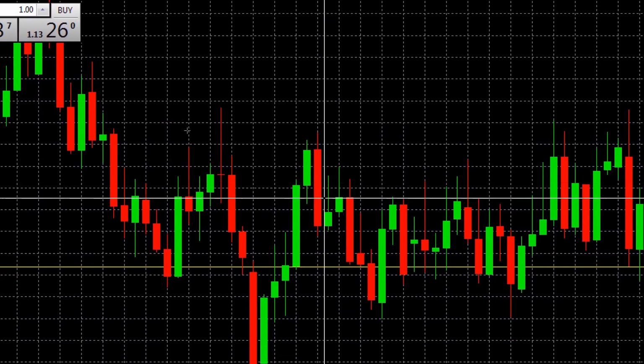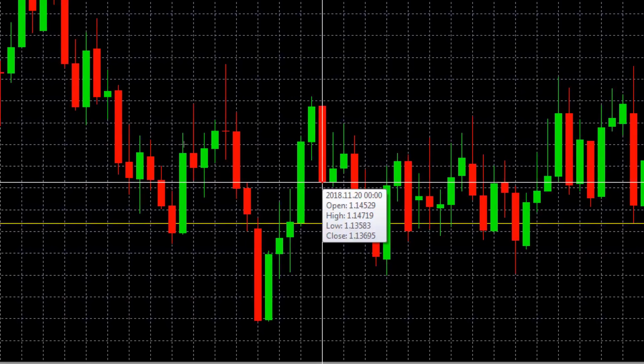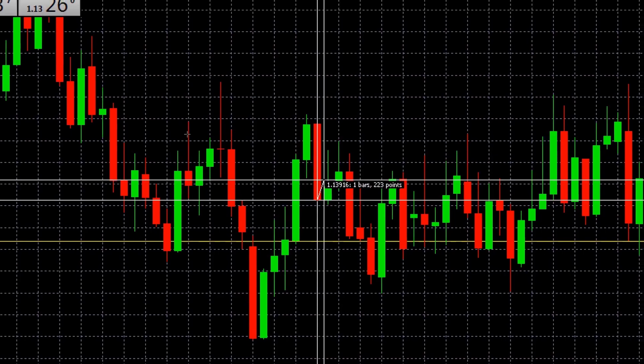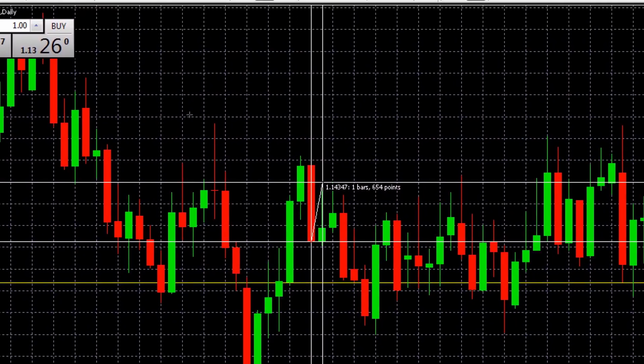So this is a red candlestick, right? So we've got to measure from the bottom of the body. Okay, so we want this to go 87 pips up, or 870 points. Okay, it didn't get there.